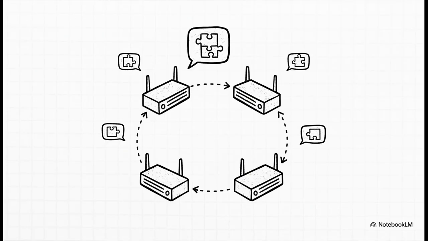And that leads us to the ingenious solution, dynamic routing. The core idea is beautifully simple. Instead of us trying to tell the routers where everything is, we just let the routers talk to each other and figure it out on their own. They build their own maps of the internet, and, this is the crucial part, they update those maps constantly.